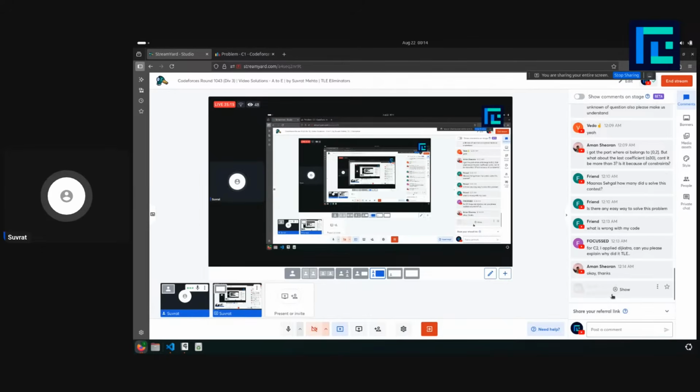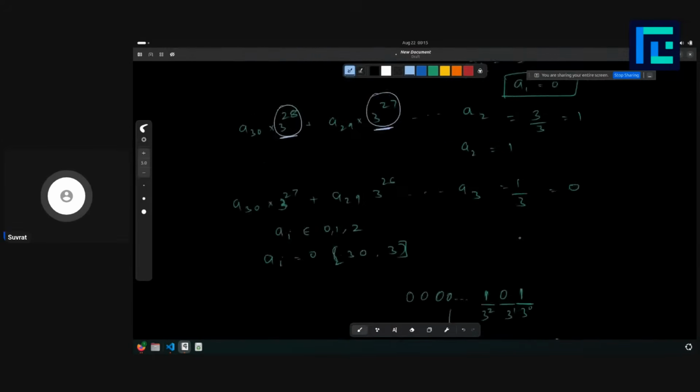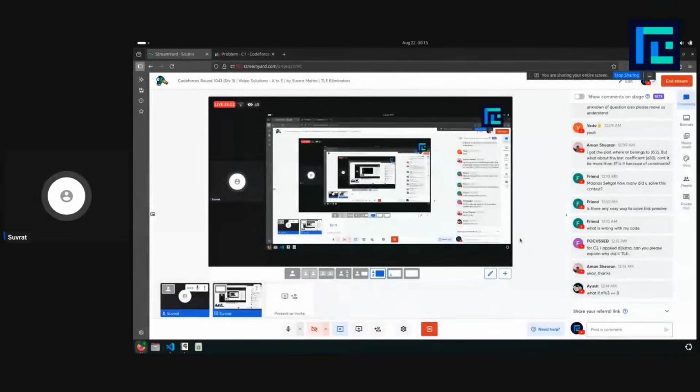What if n percentage 3 is equal to 0? Then that coefficient would be 0. Basically, this is very similar to how we find base 2 representations or binary representations.